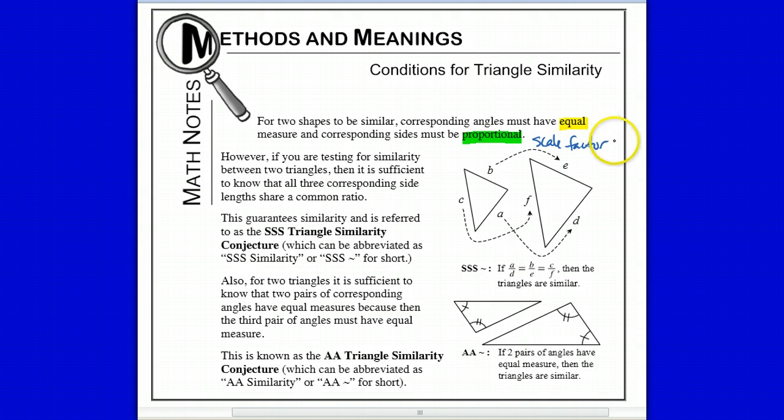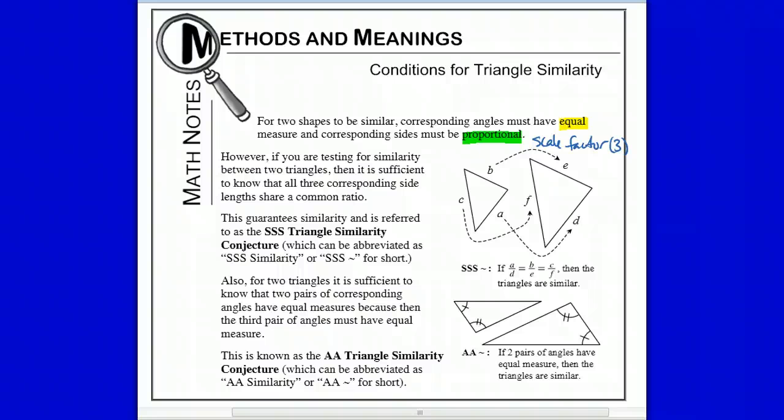And in the case of a triangle, all three sides must share that same scale factor. But it says, however, if you're testing for similarity between two triangles, then it's sufficient to know that all three sides share a common ratio. So what you looked at today was, do I have to necessarily know that all the angles are equal and all the sides proportional, or could I just know one or the other?